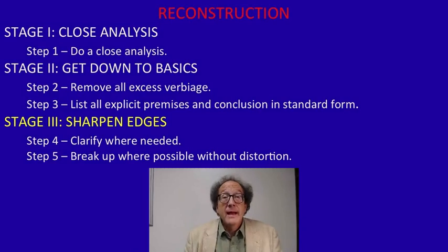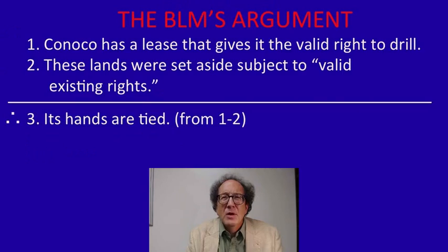Well, the next stage is to sharpen edges, and that means clarify the premises and break them up, where doing so would help understand what they're really claiming. So let's look first at the BLM's argument, which simply says Conoco has a lease, these lands were set aside subject to valid rights, therefore its hands are tied. We've got to clarify, first of all, the conclusion, its hands are tied. What does that mean? Well, basically the BLM is claiming, I can't do anything about Conoco. You know, my hands are tied. Don't hold me responsible, there's nothing I can do. Okay? They're offering an excuse.